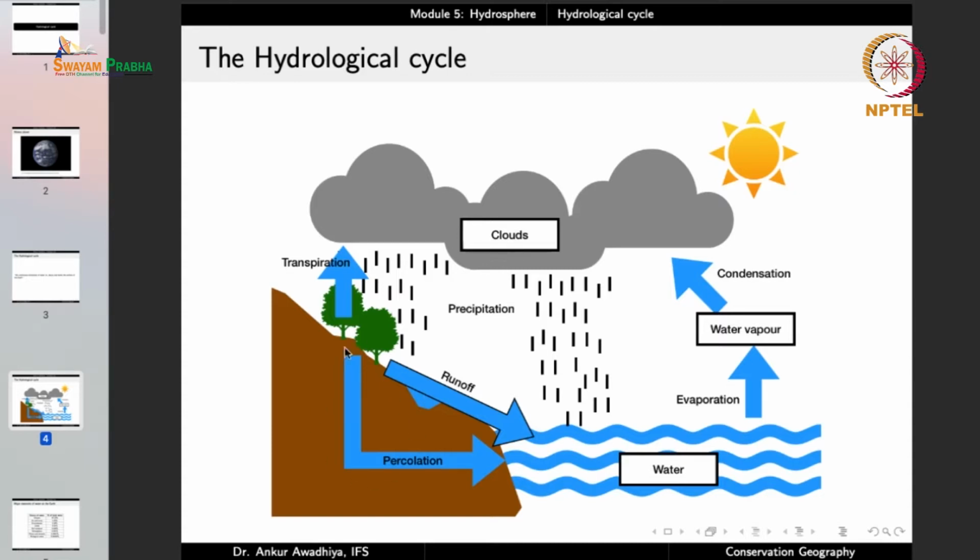The water in the ground can be taken up by plants, and these plants will then release this water into the atmosphere through a process that is known as transpiration. Or this water that has entered into the ground can come out, it can join the surface runoff, or it can directly drain itself into the seas and the oceans. So essentially, if you take water at any point, if you take water in the clouds or the water in the oceans, we can look at a complete cycle. So water starts here, it completes a cycle and it comes back here. So this is the hydrological cycle.